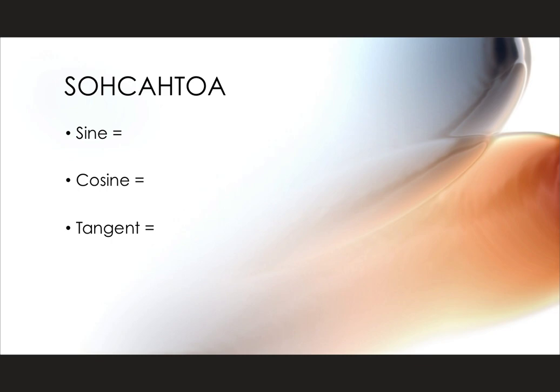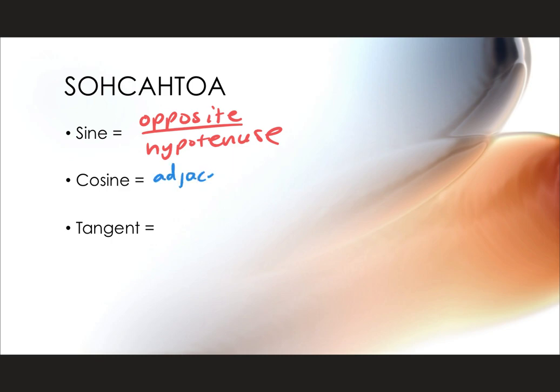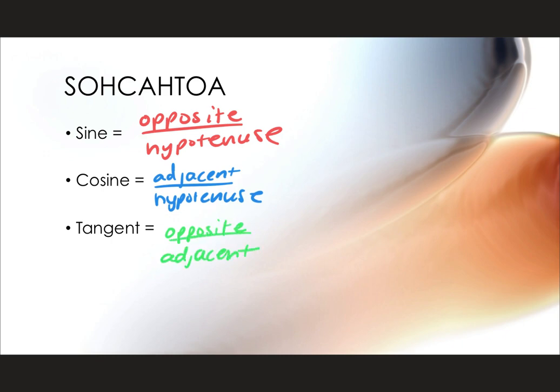So sine is the opposite, which is what O stands for. So opposite over hypotenuse. Cosine is the AH, adjacent over hypotenuse. And the tangent is the TOA part. Tangent equals opposite over adjacent. So if you can spell SOHCAHTOA, you should be able to figure out your trig functions.